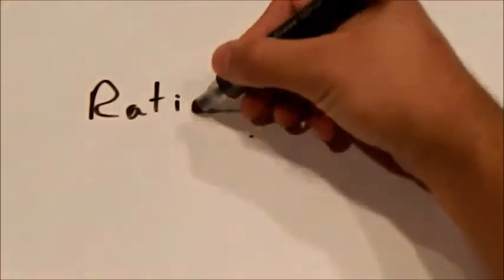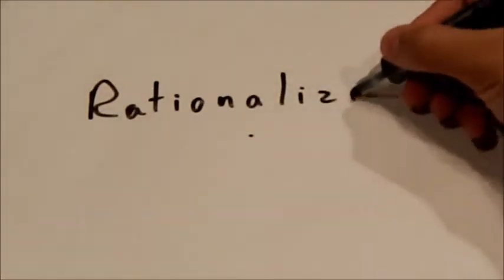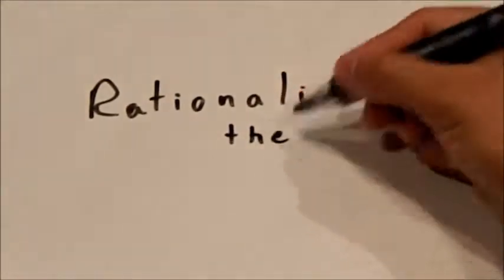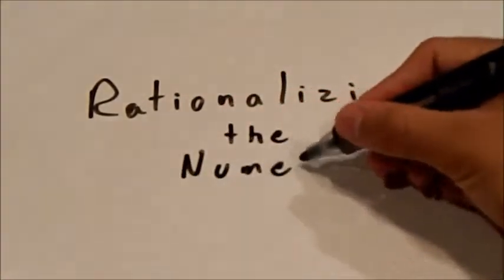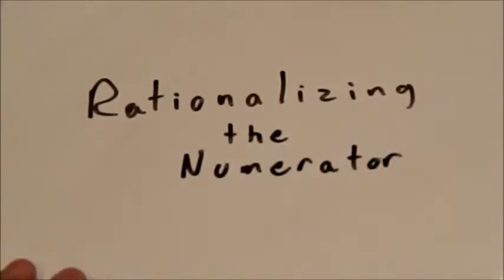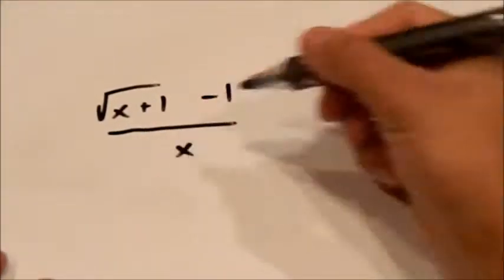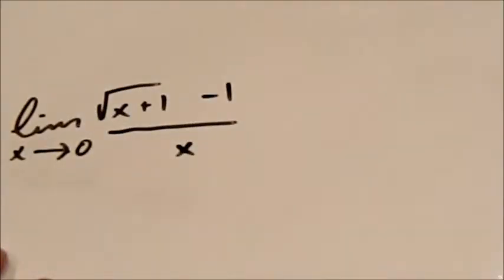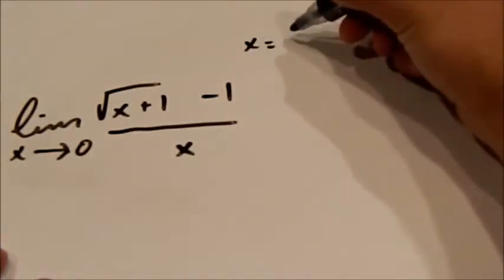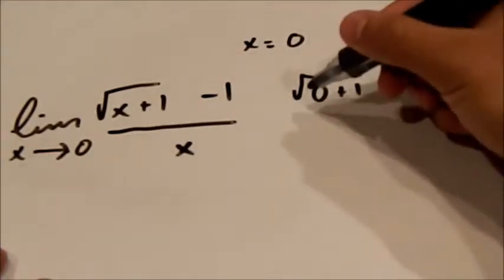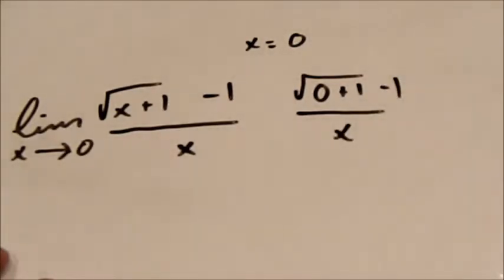So one way of finding the limit of an indeterminate function is by rationalizing the numerator. So, for example, if we had the function the square root of x plus 1 minus 1 over x, and we were trying to find the limit as x approaches 0, if we were to just plug in 0 to the equation as it stands, it would come out to be the square root of 0 plus 1 minus 1 over 0. And if you were to evaluate that all the way out, you would get 0 over 0, which is indeterminate. So that's no good.